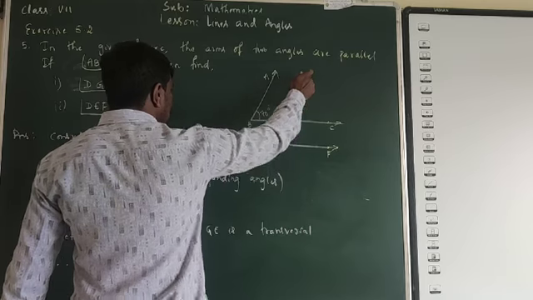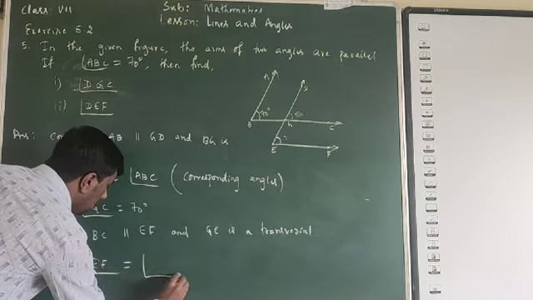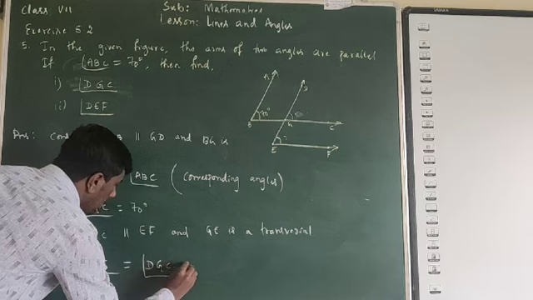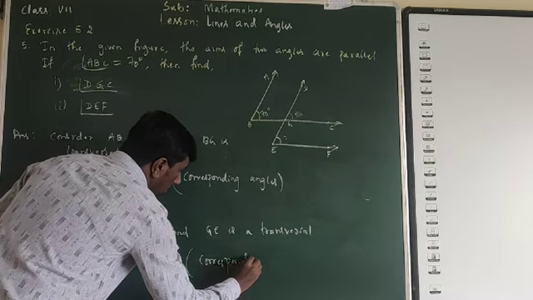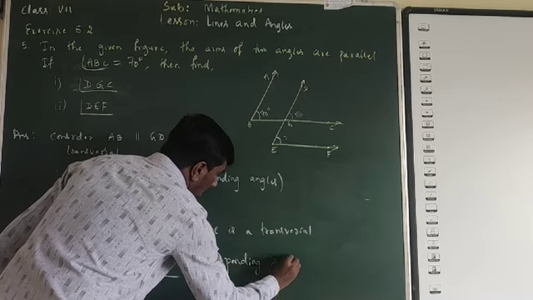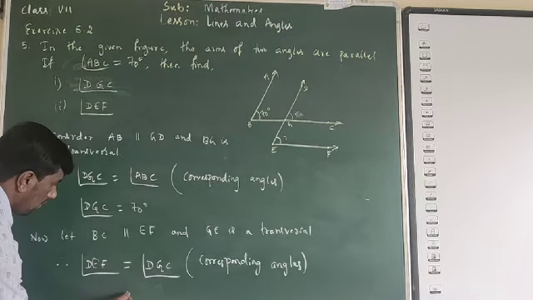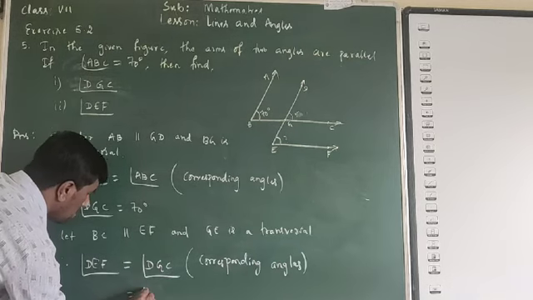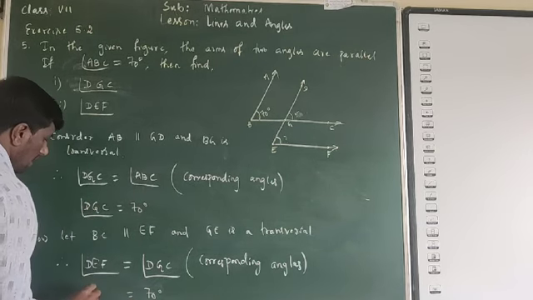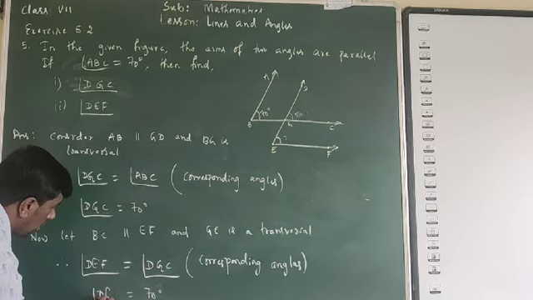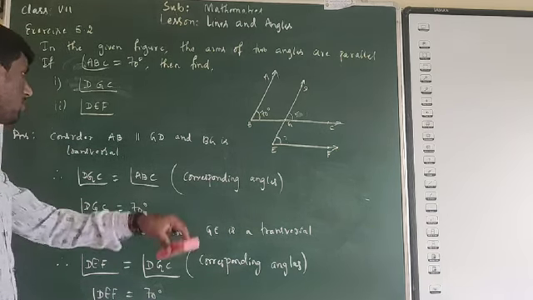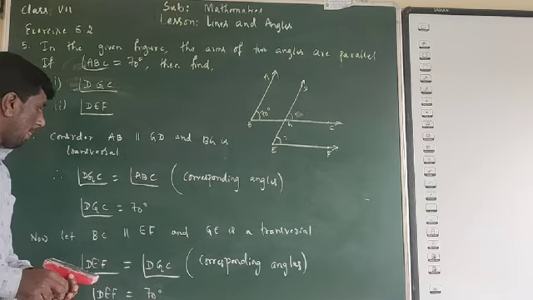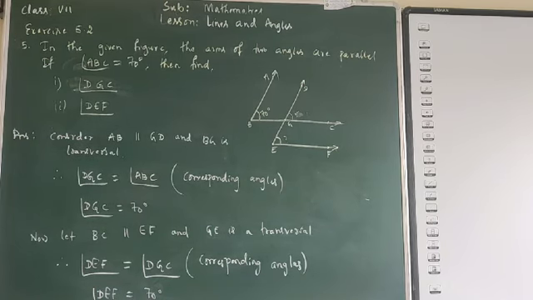So this is DGC, because corresponding angles. Okay. So therefore DGC is how much? 70 degrees. Because this is 70 degrees, therefore DEF is also 70 degrees. So this is DGC and DEF is also 70 degrees. So this is the fifth one.